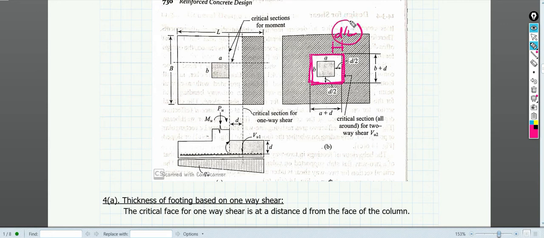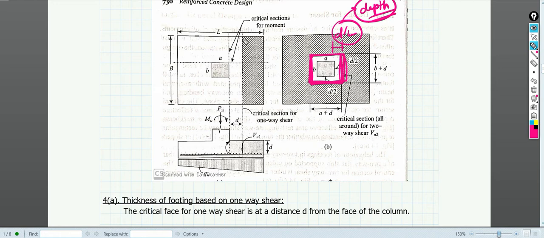Okay, d by 2 means what? d is the depth of the footing. At the distance d by 2 all around the footing, you will get the critical phase. You can see in the figure that the whole section, the whole chunk of this footing or the slab, might punch through the footing or the slab. So you have to find out the shear all along the whole four sides, you have to find out the shear force.